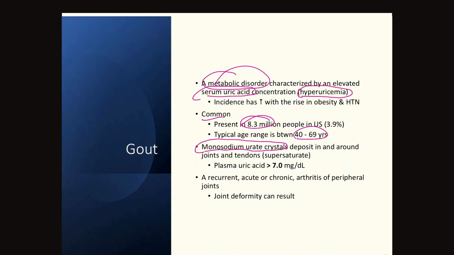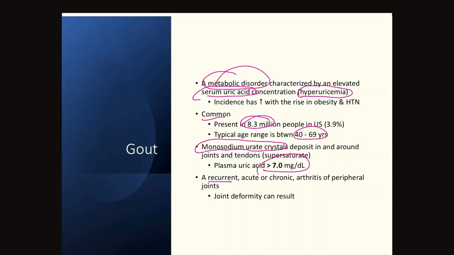These crystals are little needles. And imagine these little needles inside your big toe. Every time you move your big toe, those needles just dig into those little ligaments, the tendons, and the muscle. That's what gout feels like, basically. It's just little needles in the joint, and every time you move, it pushes those needles in further. Plasma uric acid greater than 7 for this really to happen.